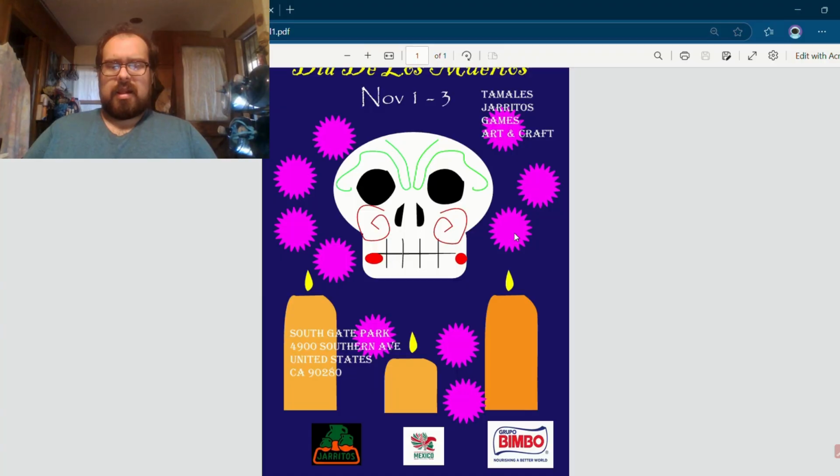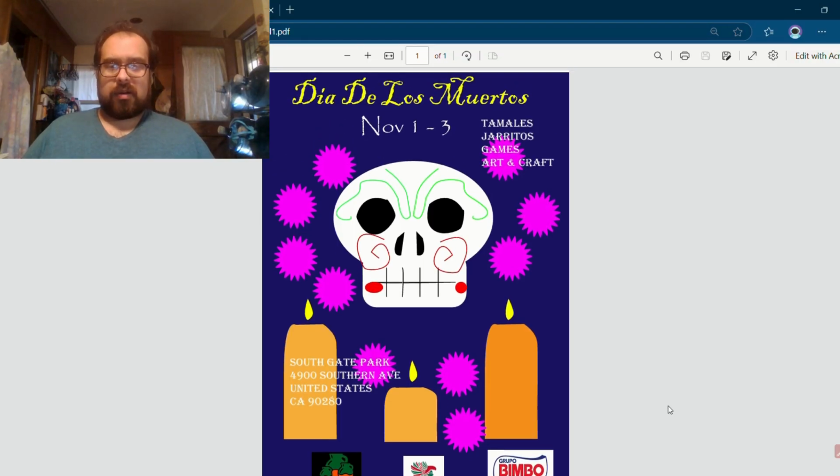Now, to get to the point that I'm talking about, let's look at the first event poster that I created and get to know a bit more about Dia de los Muertos. This poster, like I said, is focused on our family and traditions, which are part of our culture as Latin American people.